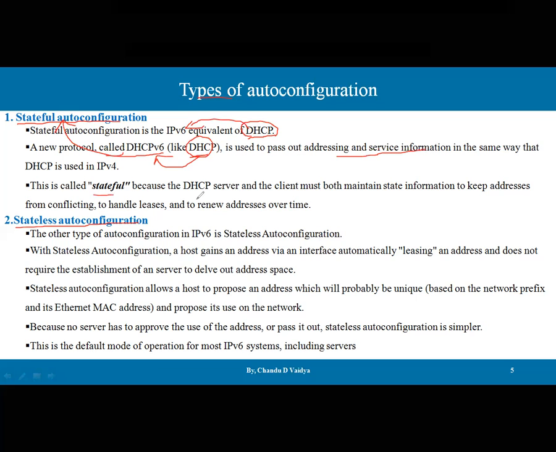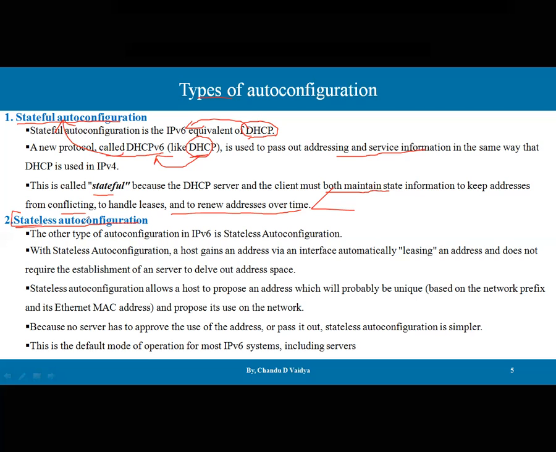And this is called stateful because the DHCP server and the client must both maintain the state information to keep the addresses from conflicting, and to handle the lease and renewal of addresses over time. So here we have discussed three states earlier: tentative, preferred, deprecated. Those states are very important here, so that conflicts and lease conflicts will never happen, and renewal can be possible. Ultimately our purpose is to assign an IP address which is unique. So that uniqueness test is a must. Okay, so this is the stateful auto configuration.